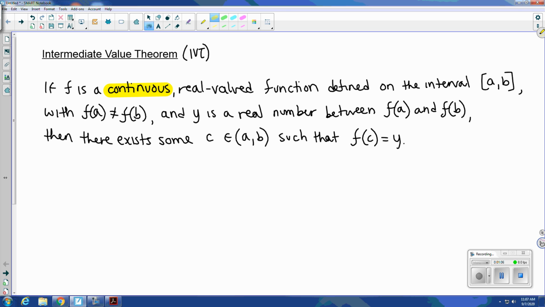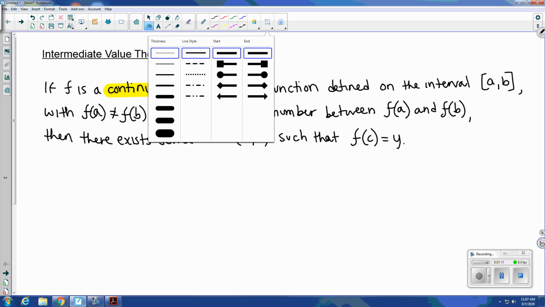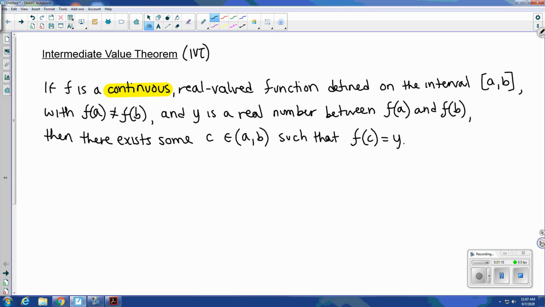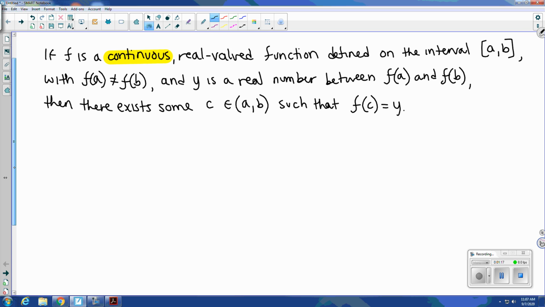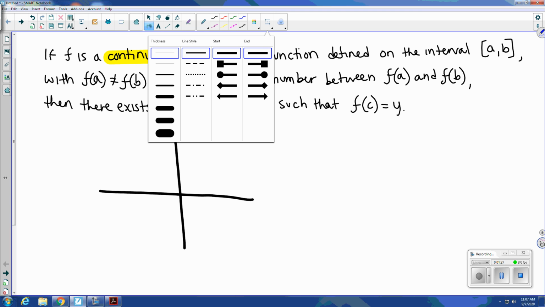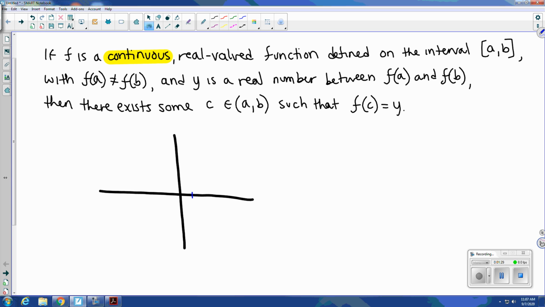Now, from here, I think it's best to draw out a picture and try to understand what this theorem's telling us. So it says it's a real valued function defined on the interval a to b. So let's just draw a continuous function. We'll draw a coordinate plane here. And let's just draw a function that goes from a to b. We can choose a and b wherever we want. Let's choose this to be a. We'll call this b. We're going to draw a continuous function along that interval. So it could be whatever we want, but let's say we go something like that maybe.